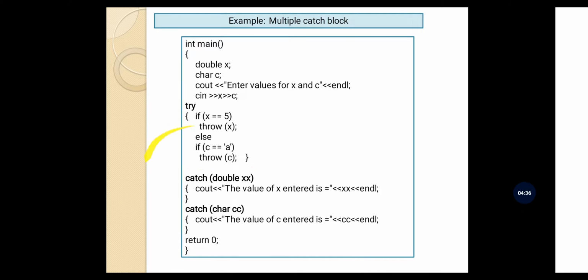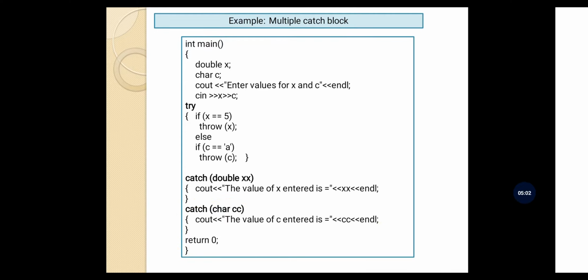So for this throw we need a catch. So here is a catch block which is catching a double, right? And what we're doing, we are just printing out the value of that x which is being entered as an exception. So second, for this case, when you have throw c here, the c is nothing but a character, so you need to have a catch block which is going to catch a character and handle it.